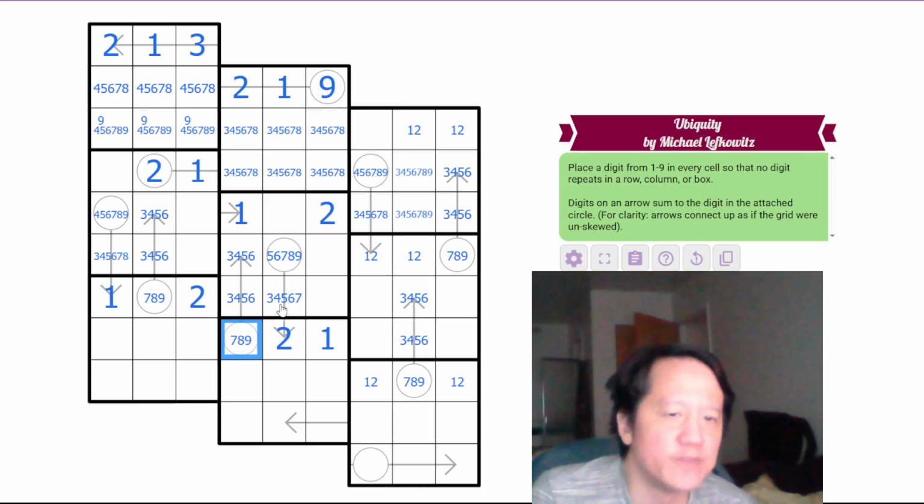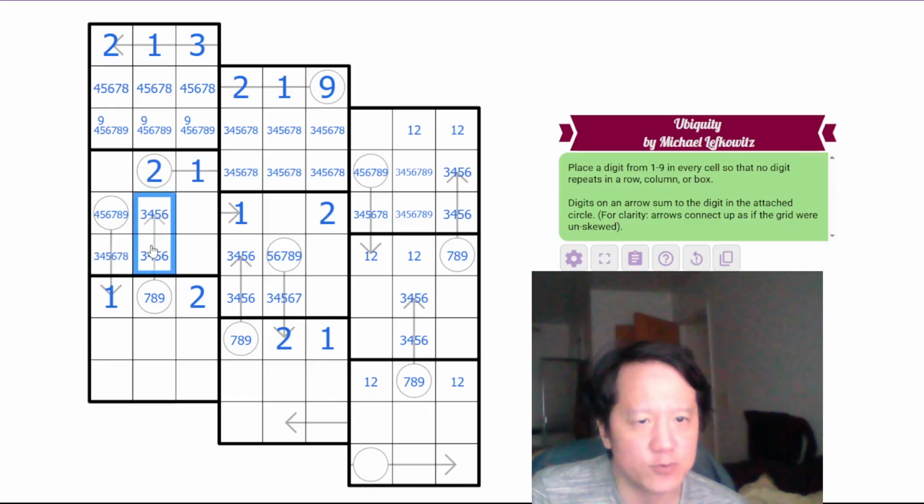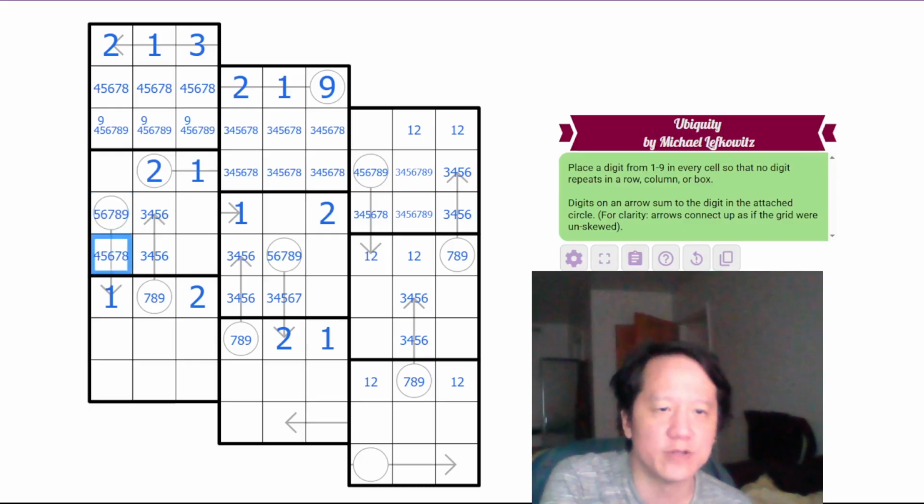Okay, well, first of all, this could be 4, 3. No. This cannot be 4 and 3, because that would force this to be 5, 6 as a pair, which adds up to 11, which this digit cannot be. So this cannot be 4 and 3 here.